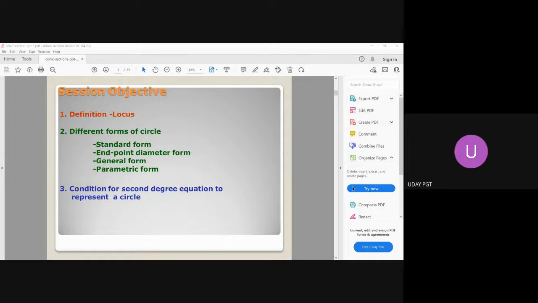So now we are going to learn the definition using the locus. Locus is a word actually we are not having in the NCERT syllabus now. Locus is nothing but a set of points which are satisfying one particular condition. So we are going to learn the definition of the circle and different forms of the circle: standard form, endpoints of diameter form, general form, parametric form, and conditions for second degree equations to represent a circle. These are the things we are going to learn here.